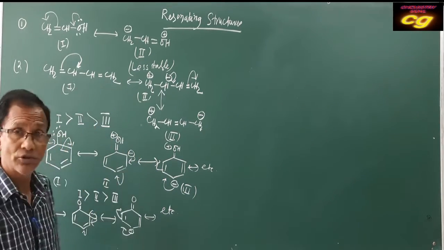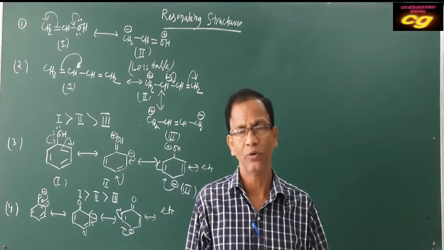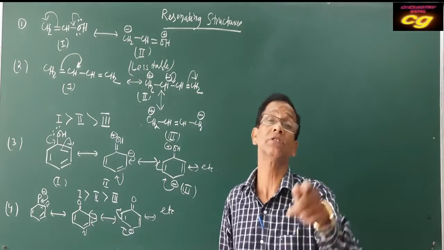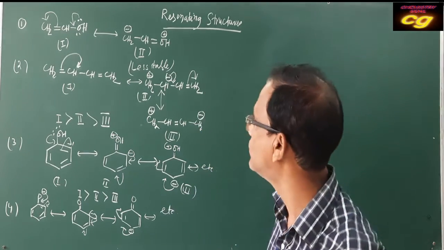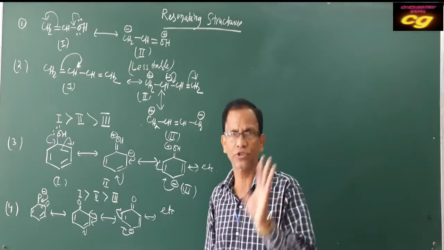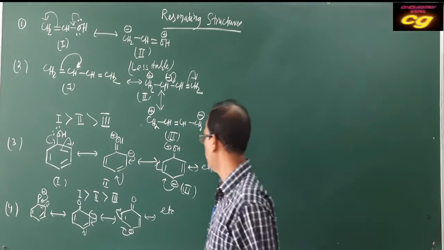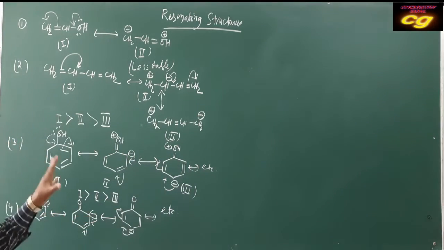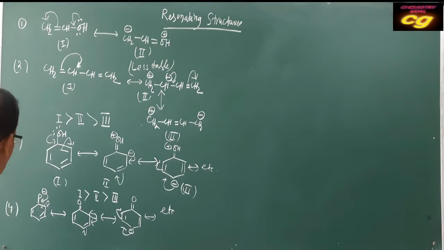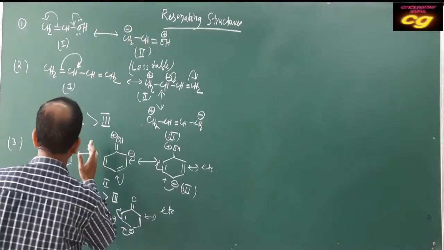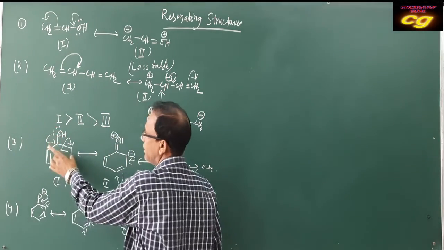Remember, all resulting structures are not equally stable, but each structure has a contribution toward the stability of the resonance hybrid. Already I have told you, the resonance hybrid is the most stable, hypothetical structure. It is the combination of all resonating structures. So these structures have some stability, but they are not equally stable. If you compare phenol and phenoxide ion, this structure is less stable than this structure. Phenol is more stable. Phenol is this structure.